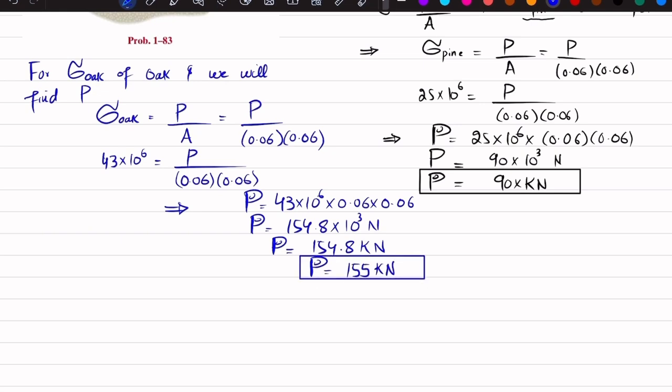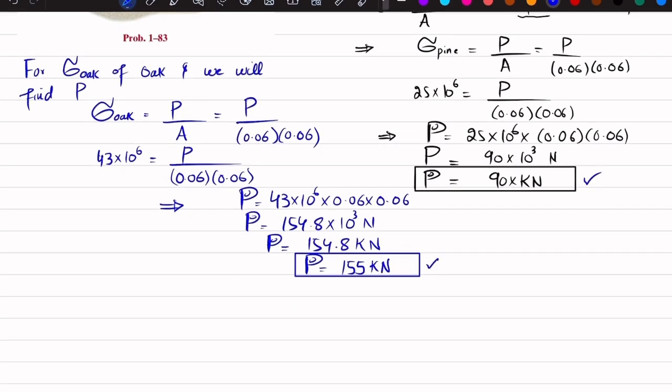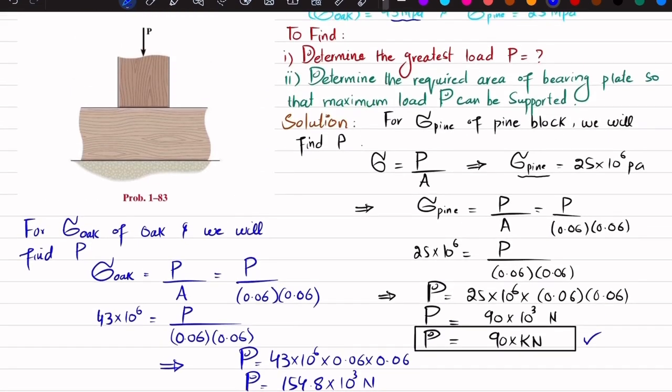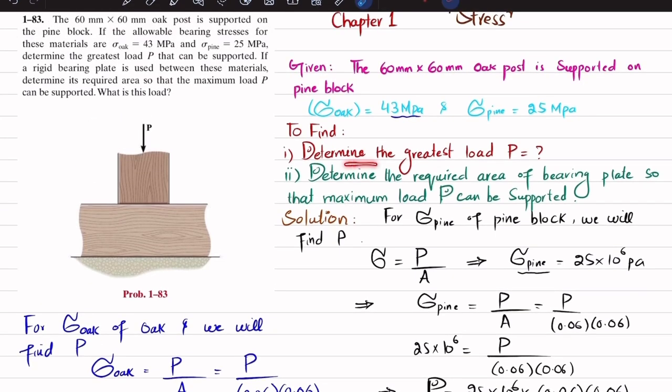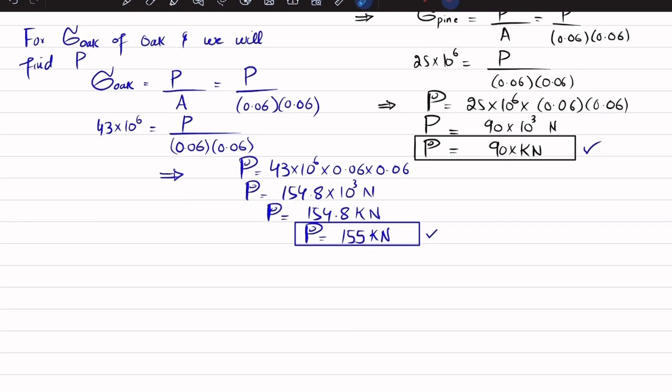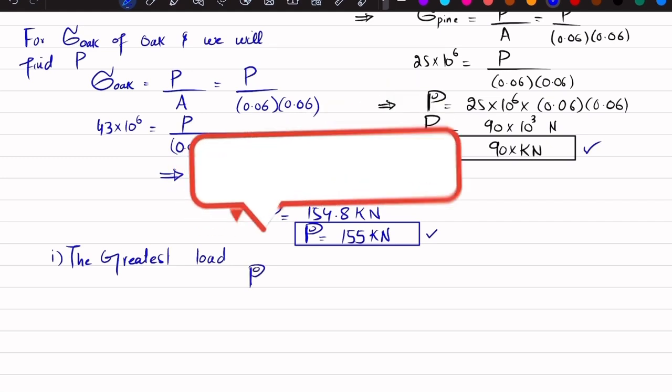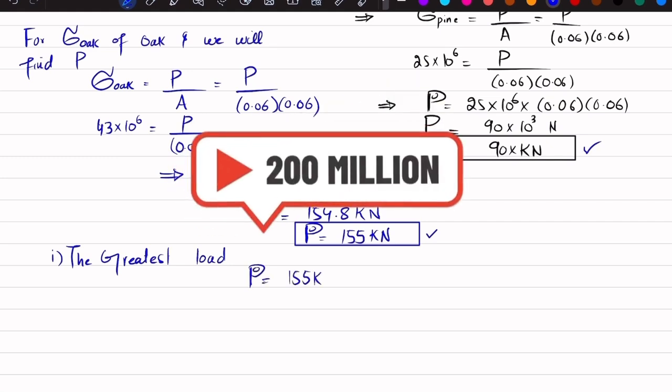Now you can see you have two loads. This is the load based on the allowable bearing stress of pine, and this is the load based on the allowable bearing stress of oak. In the question, we have been asked to determine the greatest load P. So the answer of the first part is that the greatest load P will be equal to 155 kilonewton. So this is the answer of our first part.